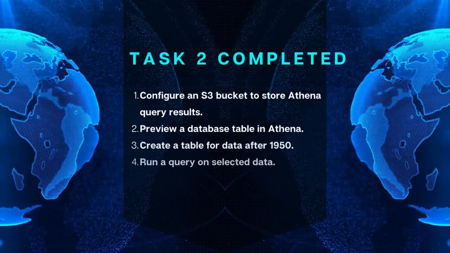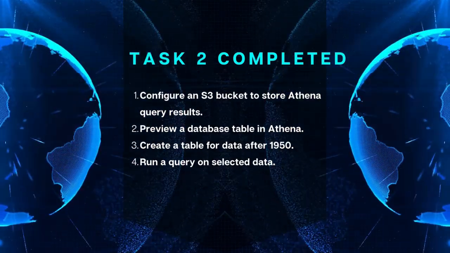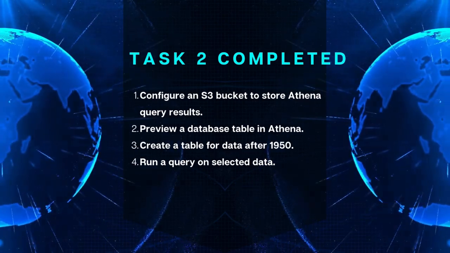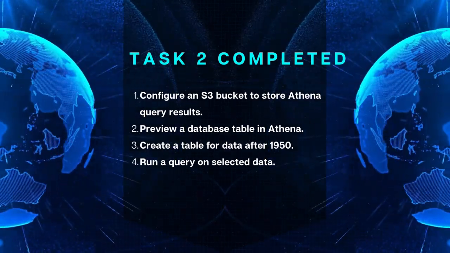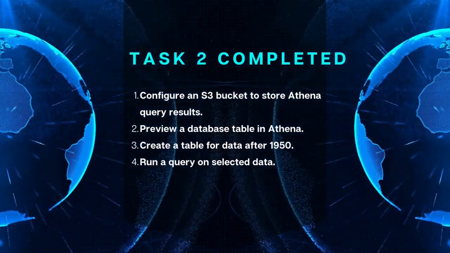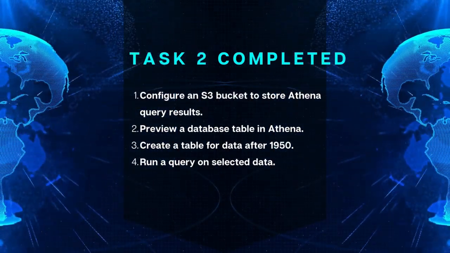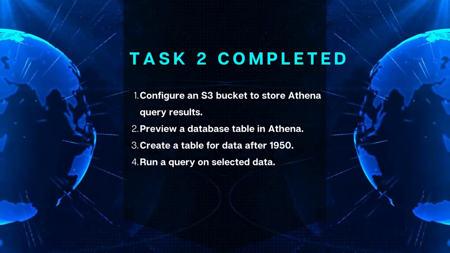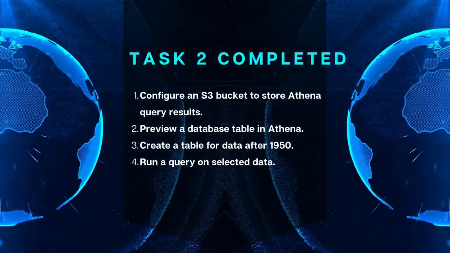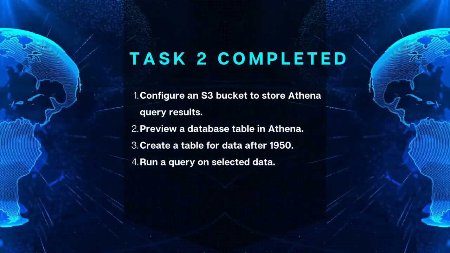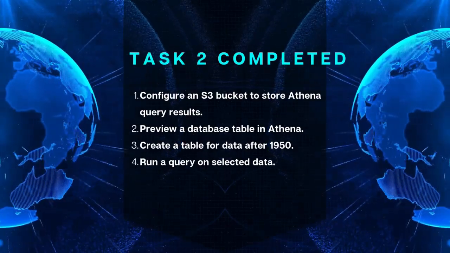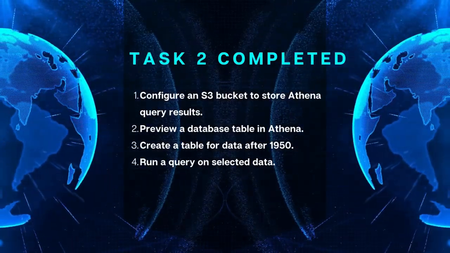Now we're done with task 2. In this task, you learned how to use Athena to query tables in a database that an AWS Glue crawler created. You build a table for all the data after 1950 from the original dataset. And of course, we also use the Apache Parquet format to optimize the Athena queries, which reduced the time that it took to complete each query, resulting in less cost. Of course, after isolating this data, you created a view that calculated the average maximum temperature for each year.